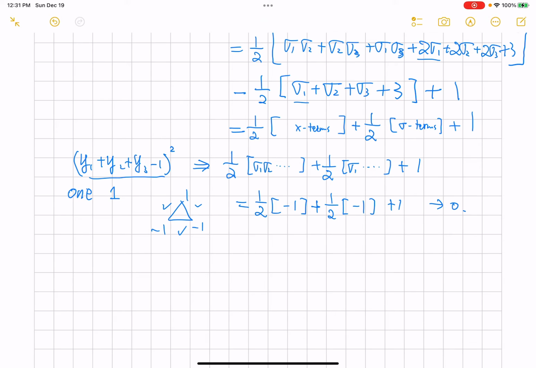You can do this exercise and try 2 1s, try 3 1s, or 0 1s. You can try it. I'm not going to try it over here. The point is, what we just did is an algebraic equation. So whatever this penalty term is, this penalty term would be exactly the same because we just did algebraic manipulation, right?